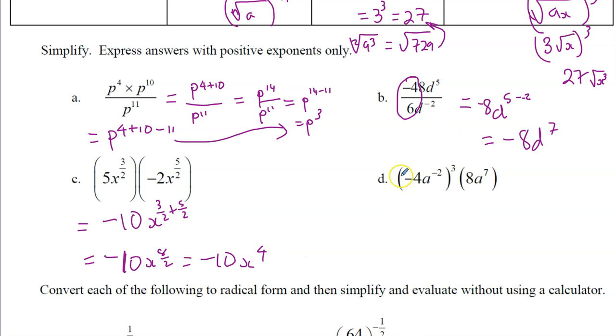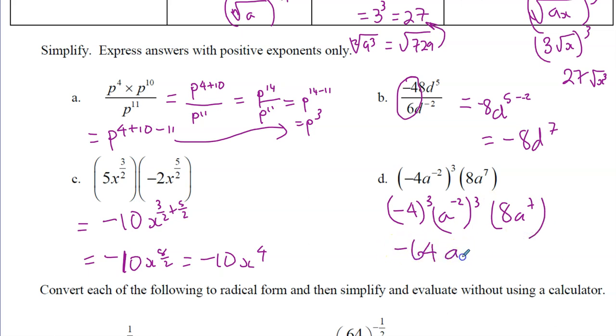Here we have to cube first. So negative 4 cubed, a to the negative 2 cubed, and then 8a to the 7th. So negative 64 a to the negative 6, times 8a to the 7th, negative 512 a to the 1. I'm just going to do it this time, I'm not going to write it down. It's negative 6 plus 7. You can just work it out.